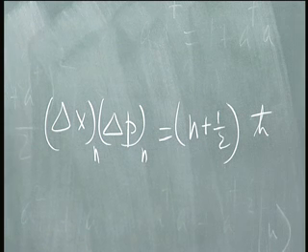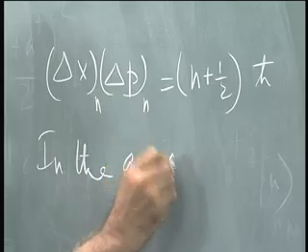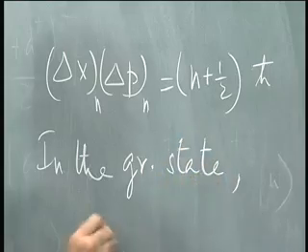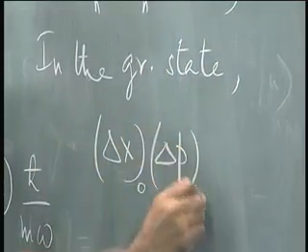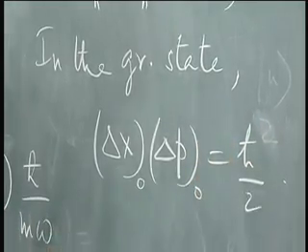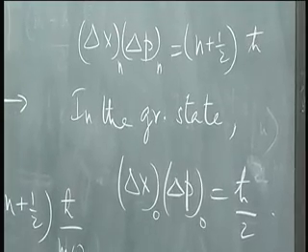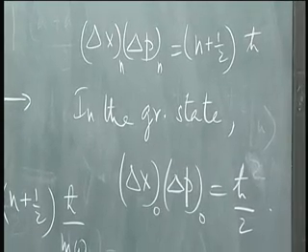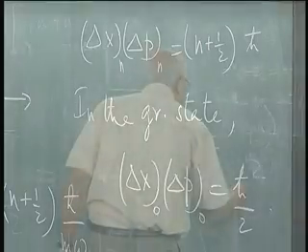Now delta x delta p in the ground state is exactly h cross over 2, but the uncertainty principle between x and p says this is the least value it could ever have. So the ground state of the harmonic oscillator is a minimum uncertainty state.